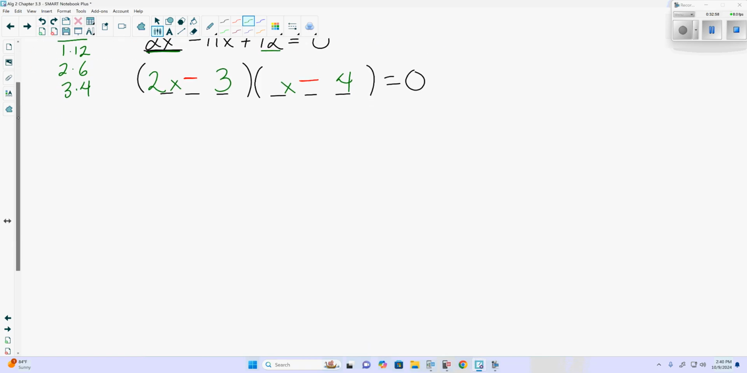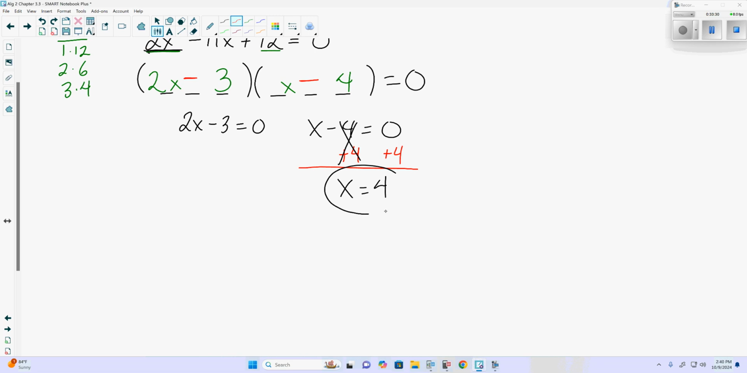Now we have two things that multiply together to equal 0, so one of them must be 0, yes? So it's telling us that either 2x minus 3 is equal to 0 or x minus 4 is equal to 0, yes? I'm going to solve the x minus 4 one first. What can we do first? Negative 4 plus 4 is 0. 0 plus 4 is? Well, lo and behold, we said that x is equal to 4. Isn't that what the calculator already told us? Yeah. Now we just need to find the other one.